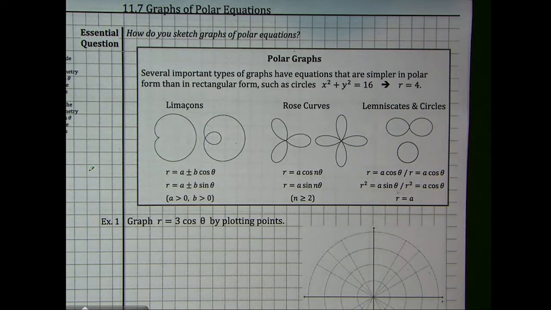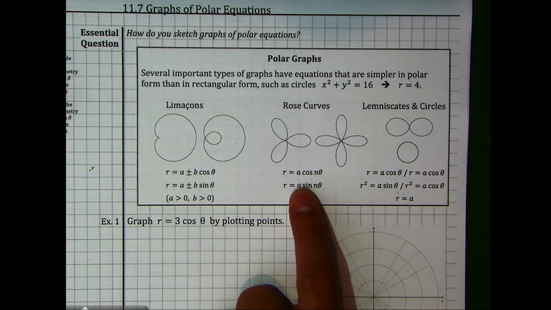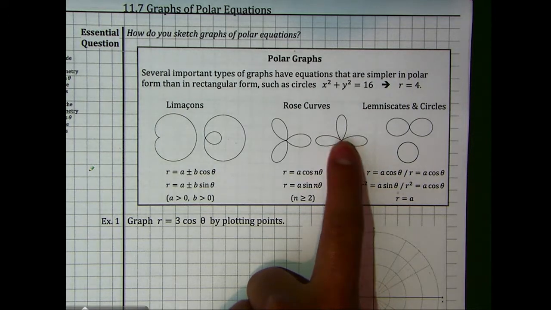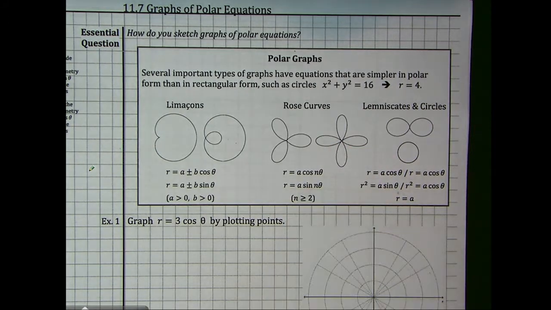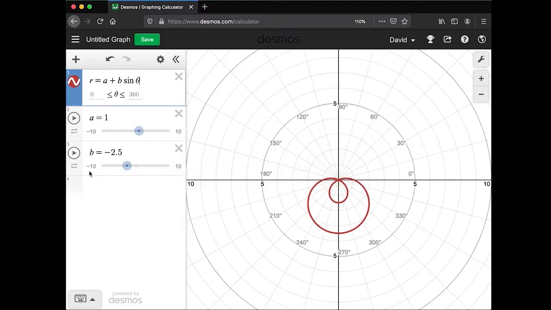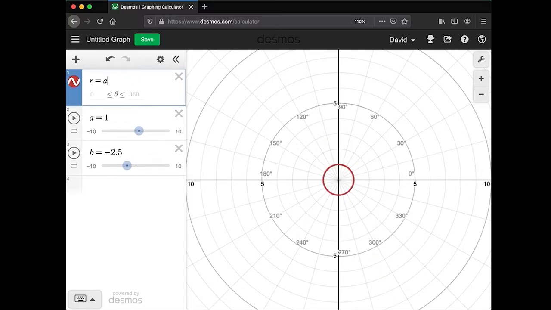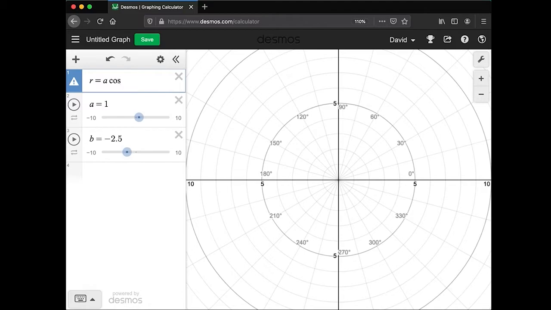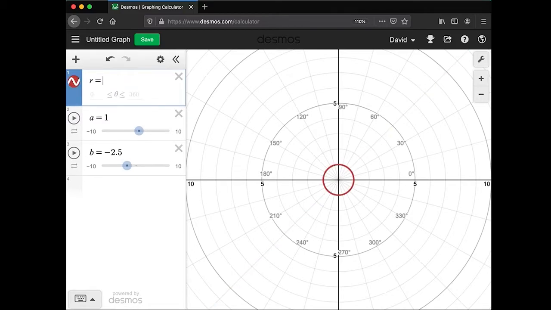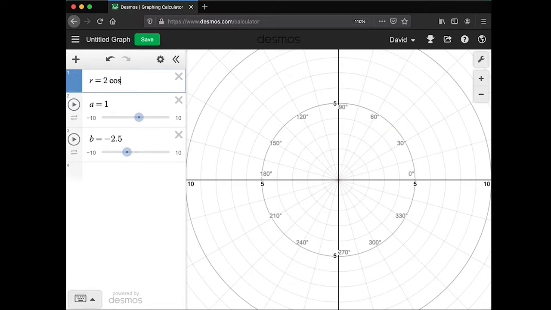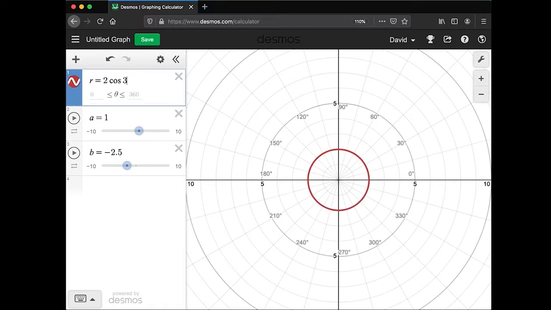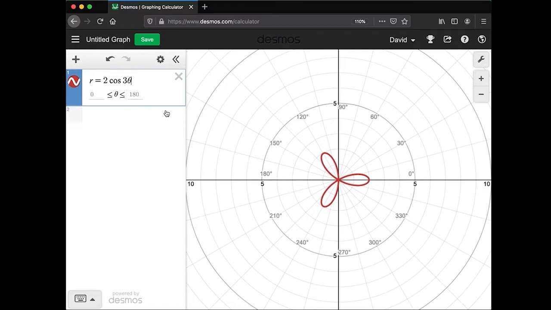That is the type of equation that you don't need to memorize at this point. Once you go into calculus, you'll have to find the area under the curve, and you're going to need to figure out patterns. But that's one more year. So a cosine of n theta, and let me just type in the number for a, which will be 2. Cosine of 3 theta. We get rid of this. So those are Rose curves.